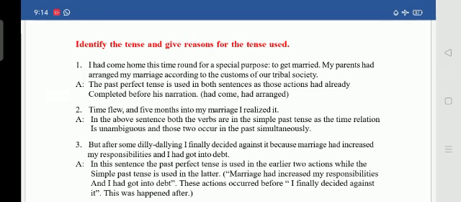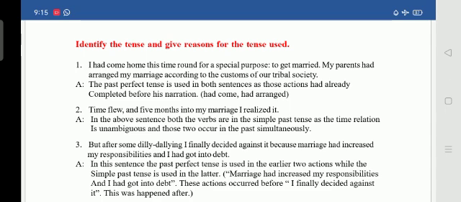See the second. Time flew and 5 months into my marriage I realized it. In the above sentence, both the verbs are in the simple past tense as the time relation is unambiguous and those two occur in the past simultaneously. So before also we have read that when the time relation is unambiguous, then the two sentences will be in the simple past tense only.